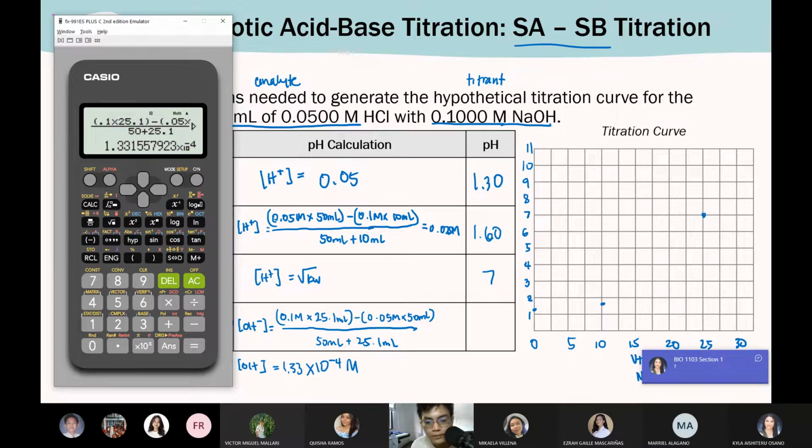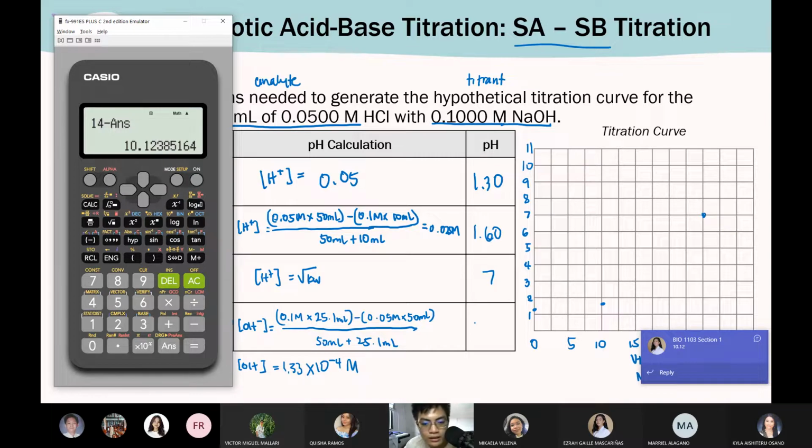Sige. Check natin. So, ang makukuha mo muna, POH, no? So, you just need to get the negative logarithm of your OH concentration. So, the POH is 3.87 or 3.88. Okay, so to get the pH, that's just 14 minus the POH. 10.12. 10.14, ang gamit pala is 1.33 times 10 raised to negative 4. Tapos, 14 minus the POH. 10.12 siya. Okay. Recheck na lang ulit. So, the pH is 10.12.